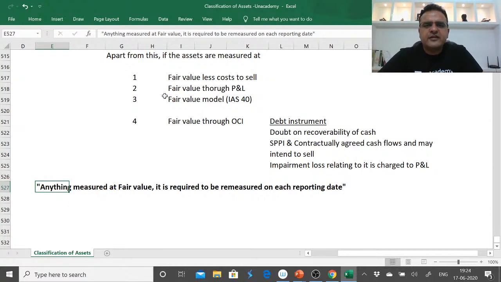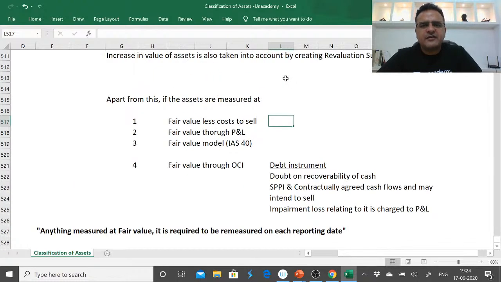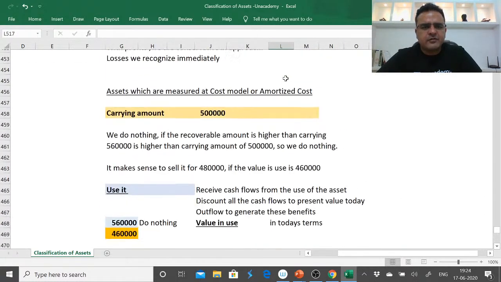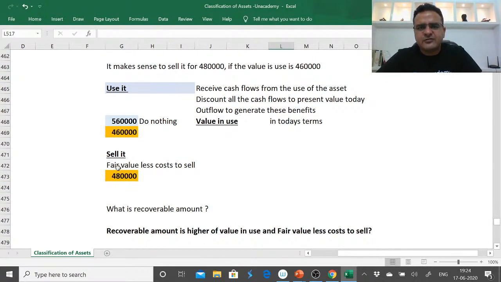Anything measured at fair value: if there is an asset recorded at fair value less cost to sell, like any asset recognized as a non-current asset held for sale, we have made our intention clear that we are not going to use it anymore. Since we are not going to use it anymore, Ind AS 36 impairment of assets is no more applicable, because impairment of assets is comparing recoverable amount. Recoverable amount wants us to see whether we are using it or selling it, whichever gives us more value.